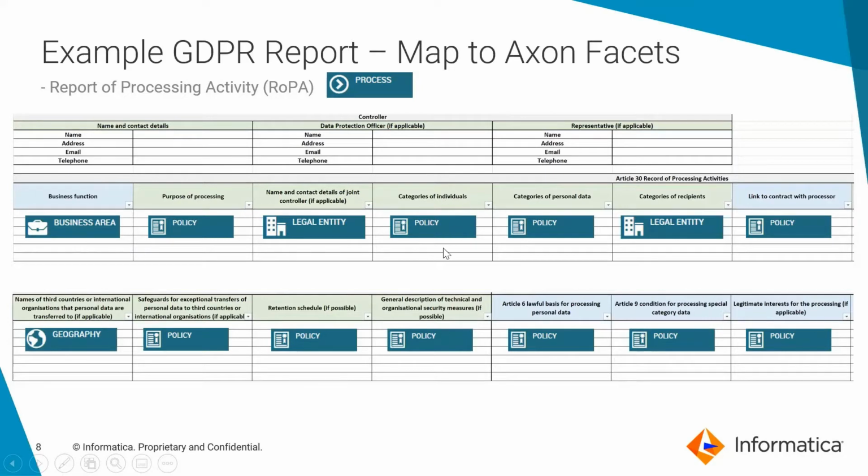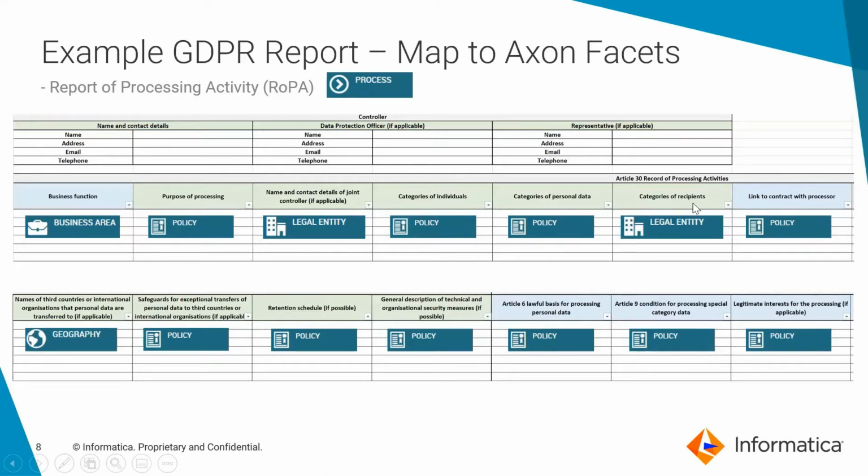Also, the categories of personal data that we're using in this process would be another policy hierarchy. The categories of recipients, or the third-party vendors that we share the data with or sell the data to, would be legal entities. And every time we share or sell data to an external third party, there should be a contract in place with that processor indicating how we allow them to use our data, how long they can have our data, what they can do with our data, and so on. That would be another policy, a data sharing agreement policy with that third party recipient.